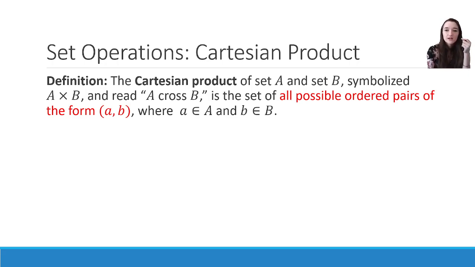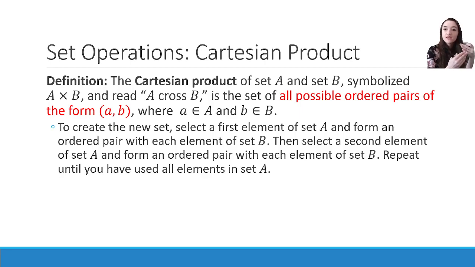It is a set of all possible ordered pairs of the form (a, b), where a is in A and b is in B. So we're creating a new set where we select first an element of A and then form an ordered pair with an element of B. And we do this as many times as we can to get every possible ordered pair there is.